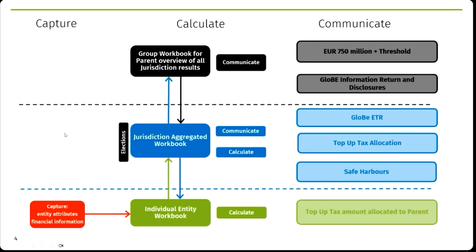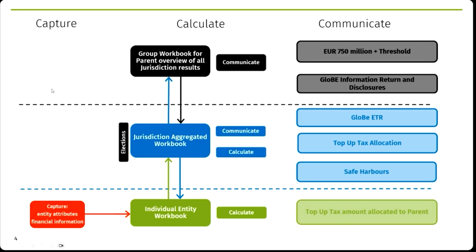This is a bit more of a fleshed out view of that. So you've got your 3 different levels when it comes to Pillar 2. So this is the individual entity level. As you can see here, it's capturing the information, the individual entity workbooks here, and then the top-up tax amount is allocated to the parent. The mid-level with the jurisdiction aggregations. And the top level, with the global level and the group workbook, of course.